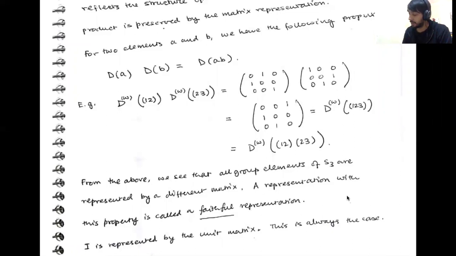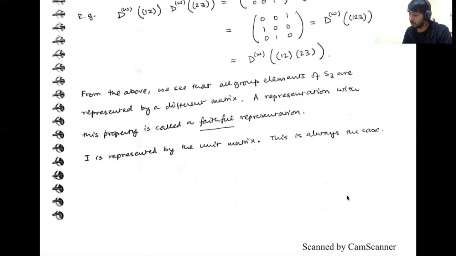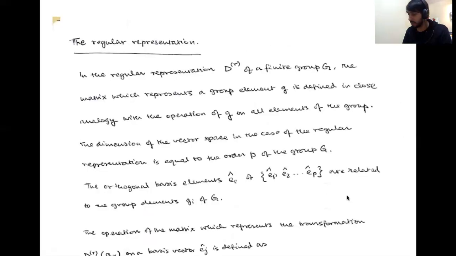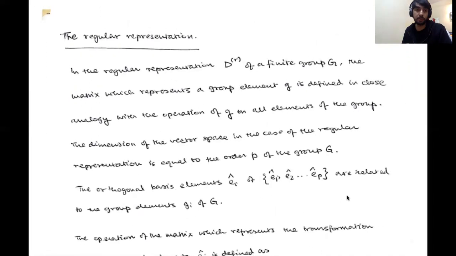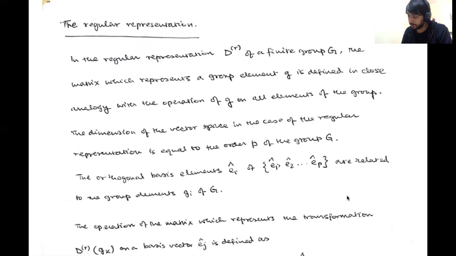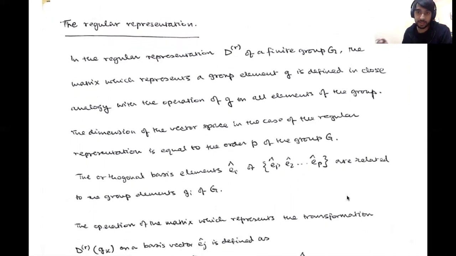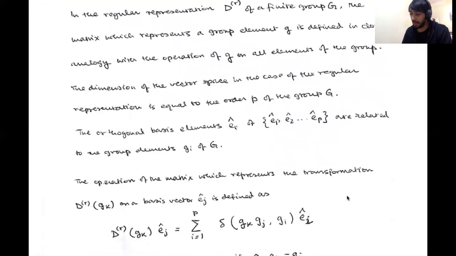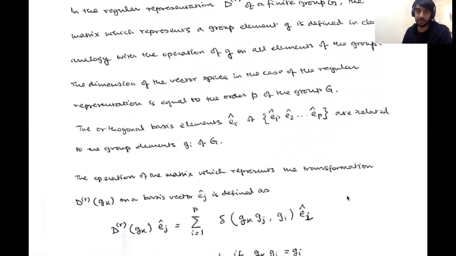And so what we want to do today is I'm going to tell you a little bit about other representations. So we start off with something called the regular representation. We call this dr of a finite group. In this, the matrix which represents a group element is defined in very close analogy with the operation of G on the elements of the group. The dimension of the vector space, in the case of the regular representation, is equal to the order of the group.